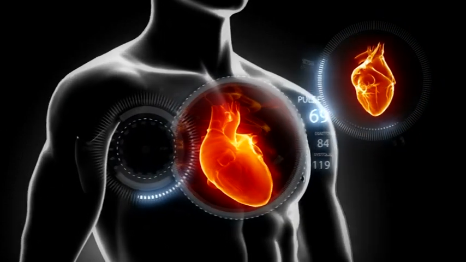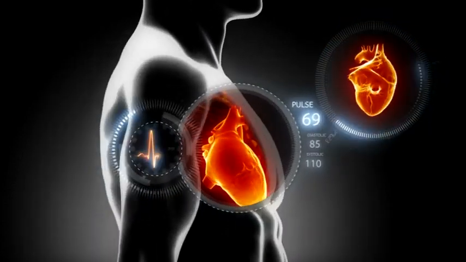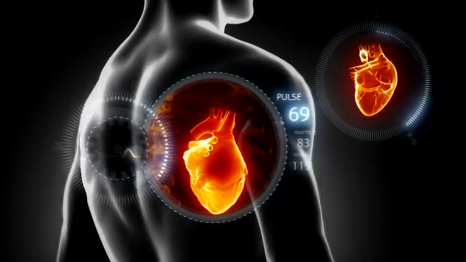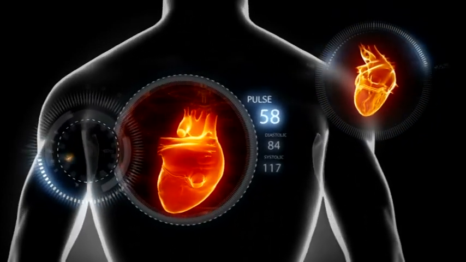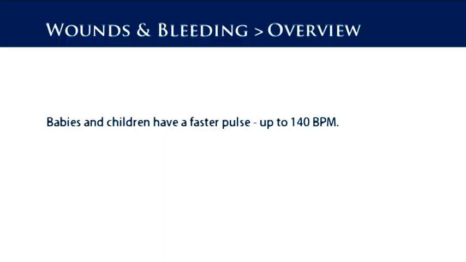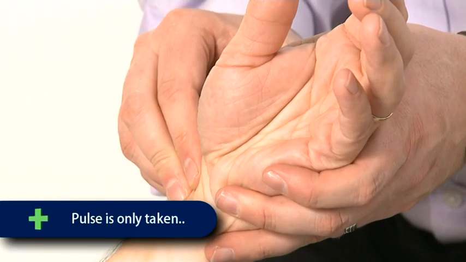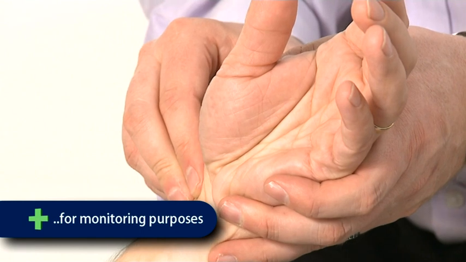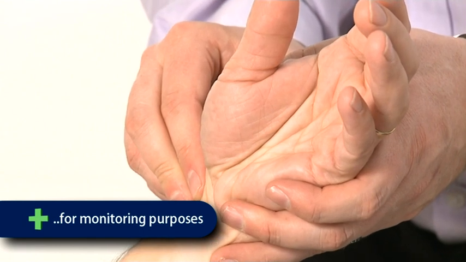On average, an adult has a pulse rate of between 60 to 80 beats per minute. However, you should be aware that a very fit person, such as an athlete, will have a slower pulse. Babies and children have a faster pulse rate of up to 140 times per minute. A pulse should only be taken for monitoring purposes and not during the diagnosis.